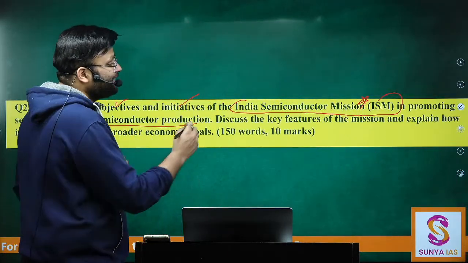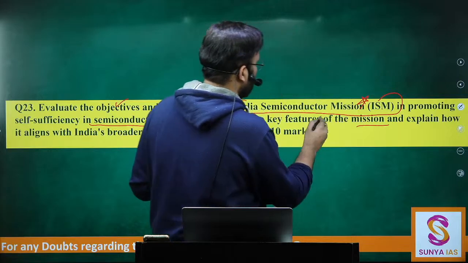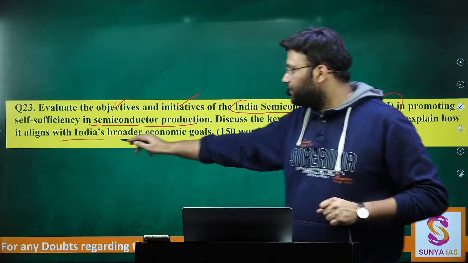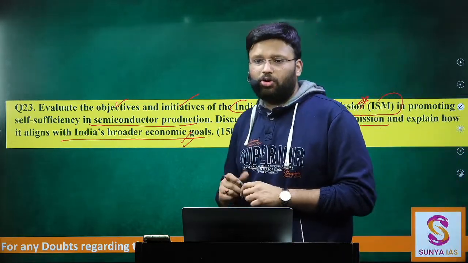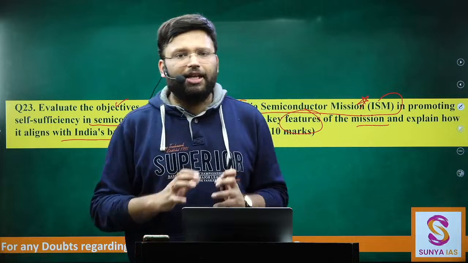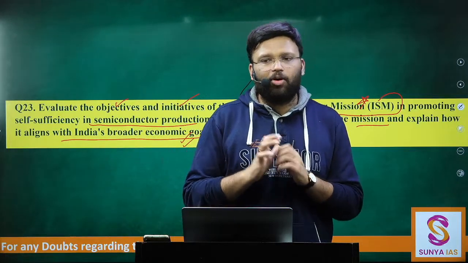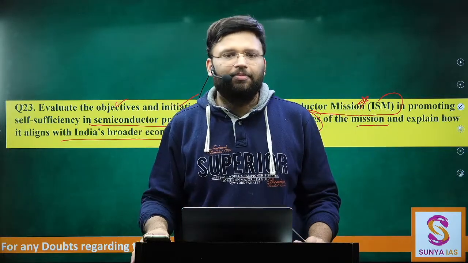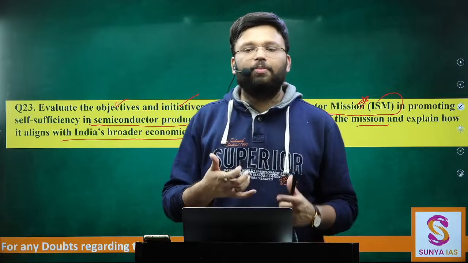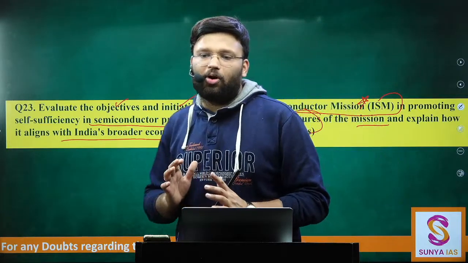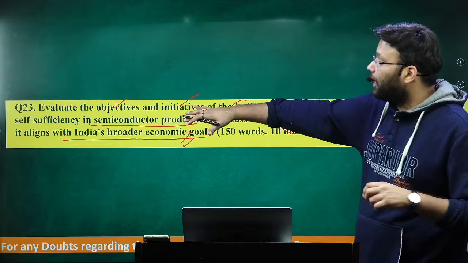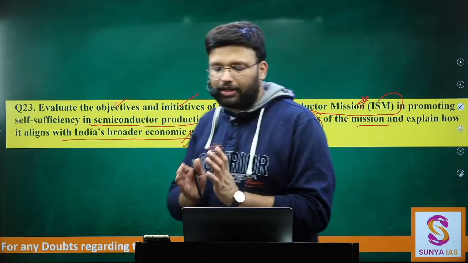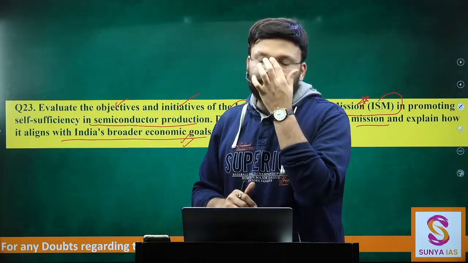Then discuss the key features of the mission. So we have to tell what the key features are, and we have to explain how it aligns with India's broader economic goals. So in a 10 marker, we can see how the question is asking about a lot of things. The question is revolving around the semiconductor industry. It is asking what the features of the mission are, how it is aligning with the broader Indian economic goals, and what the objectives and initiatives are. So objectives, initiatives, features, we can club together, right?